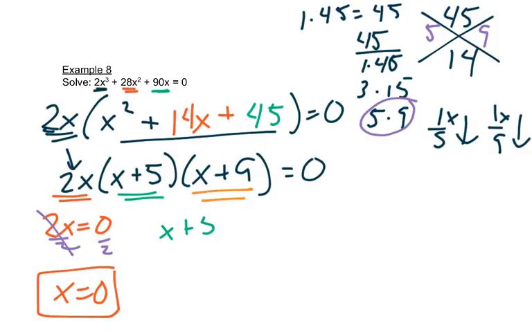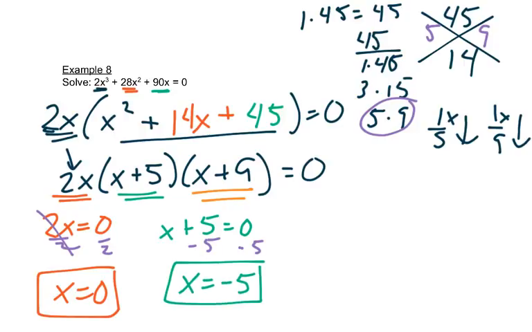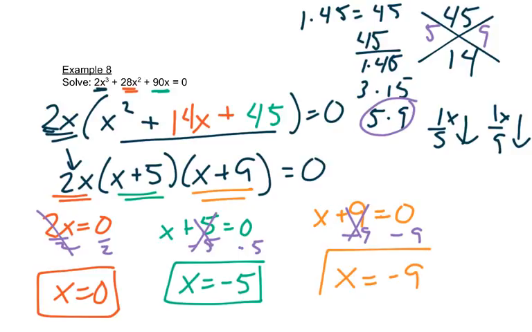Then I would take x plus 5 equal to 0 and subtract 5 from both sides, and that leaves me with x equals negative 5 as my second answer. Then I'd take x plus 9 equals 0, subtract 9 from both sides, and that leaves me x equals negative 9 as my third answer. My biggest exponent here was a cubed. This is not a quadratic equation, it's a cubic equation. But that 3 as the highest exponent tells me I really need 3 answers.